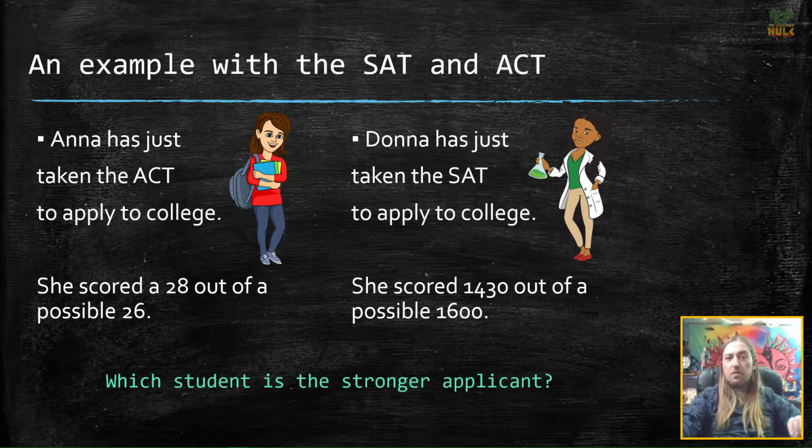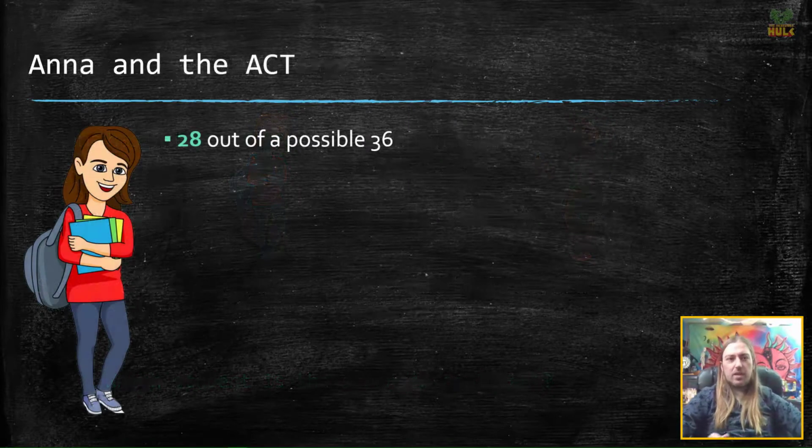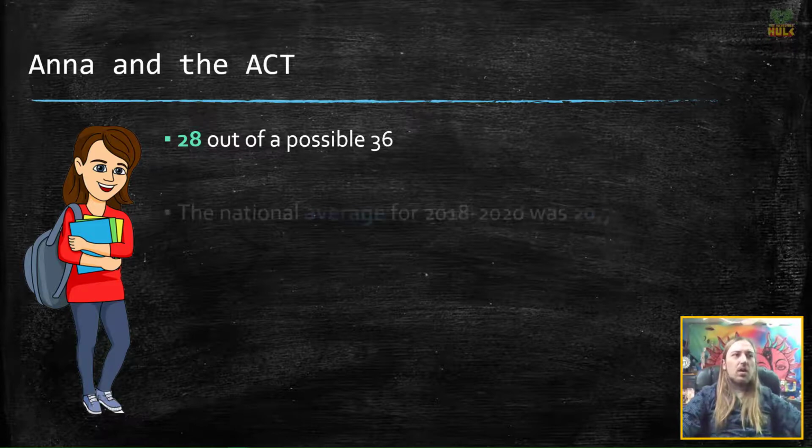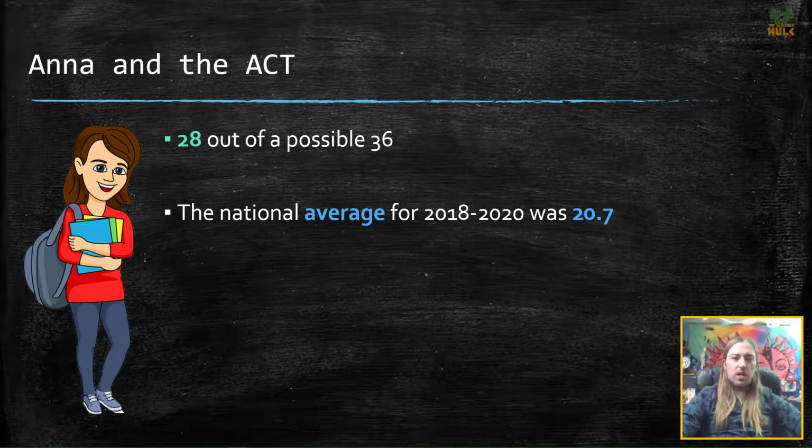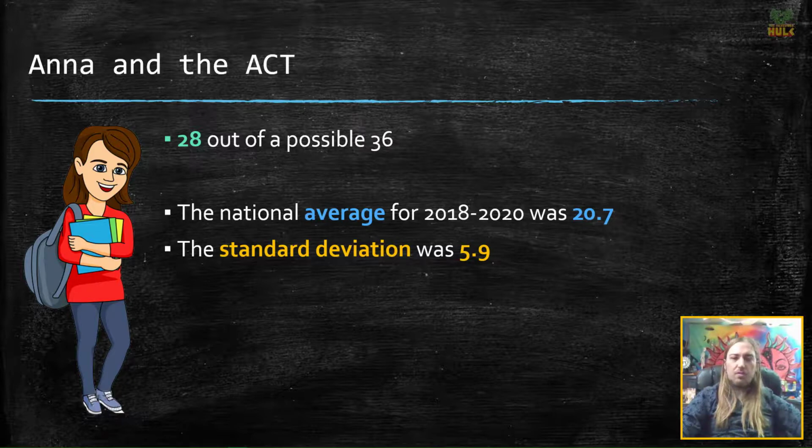Who is farther above the average than the other one, right? Are they different, in fact? So let's take Anna first. She got a 28 out of a possible 36. Now, I've looked it up. The national average, so the mean, mu, for 2018 to 2020 was 20.7. So she's above the average. That's great. She's a full 7.3 points above the average. Standard deviation for those years was 5.9.